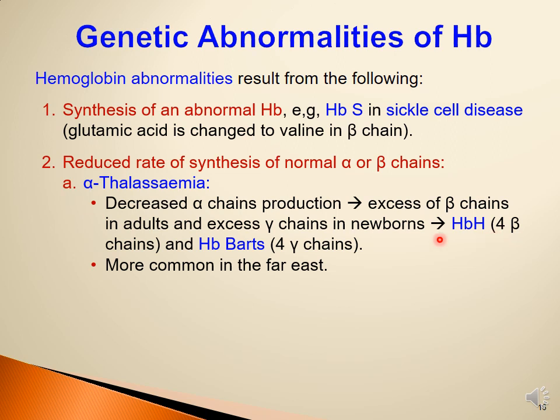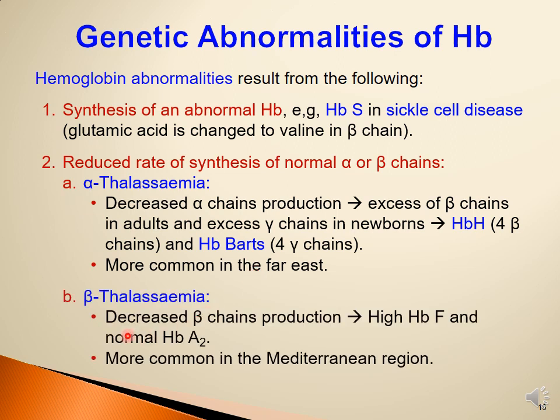We have hemoglobin H in the adults, and we have another hemoglobin in infants and newborns called hemoglobin Barts, because the absence of alpha chains will be replaced by gamma chains, so we have hemoglobin molecules with 4 gamma chains, and both types of hemoglobin are abnormal. Alpha thalassemia is very common in the Far East.